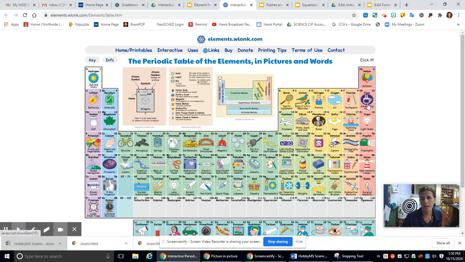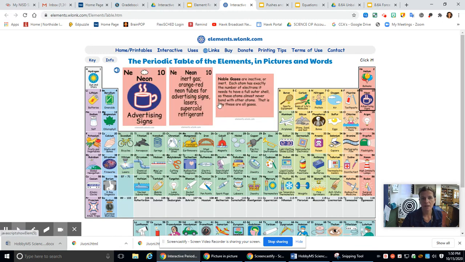If we want to click on an element like neon, for example, it's going to tell you some information about that element. Okay, so here you can see the atomic number, you see the symbol, the element's name, what it's used for. So neon is a gas used in advertising signs. It says neon is an inert gas, orange red, neon tubes for advertising signs, lasers, super cold refrigerant.